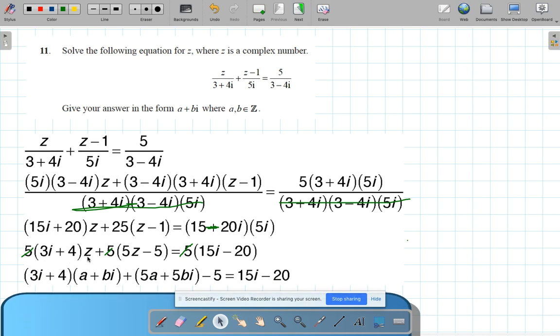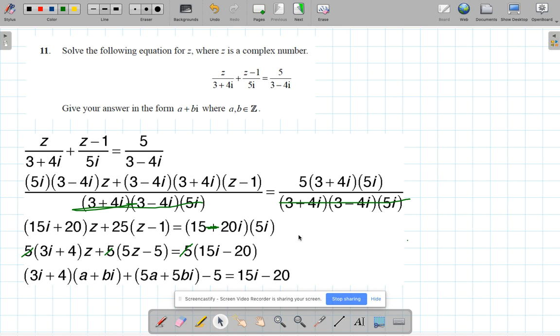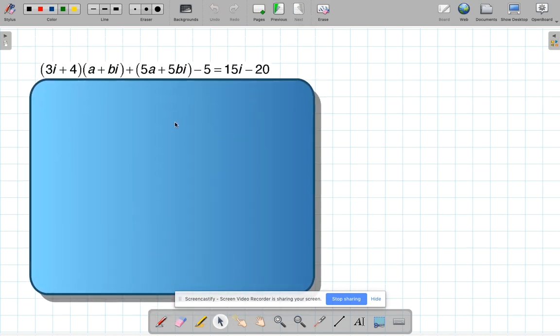But this time I've used z as a plus bi for the first time. So I've got 3 plus 4i, and then I'm going to times it by the z number, plus, and here we've got 5a and 5bi, and then take away this 5 at the end, and it's equal to 15 minus 20i. So we're pretty much getting there. If you need to pause at any moment, please do and check my algebra out. Just one small typo there. So now, if we go to the next page, we've got what we had previously.